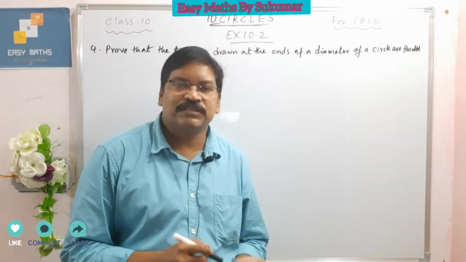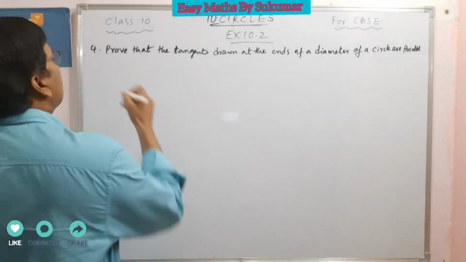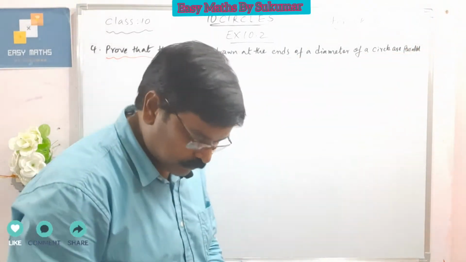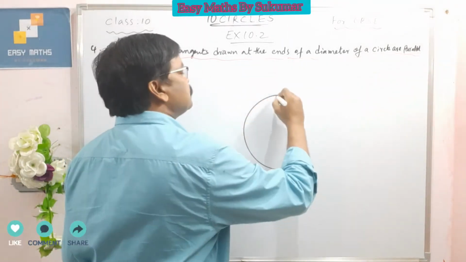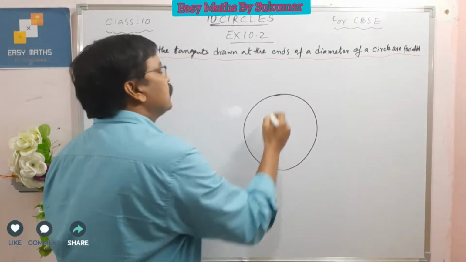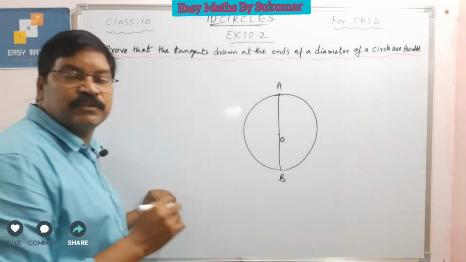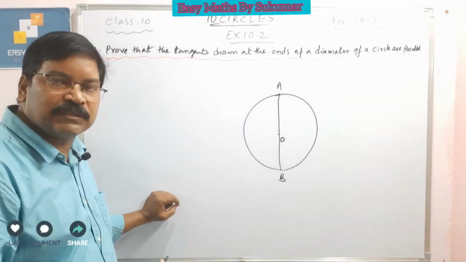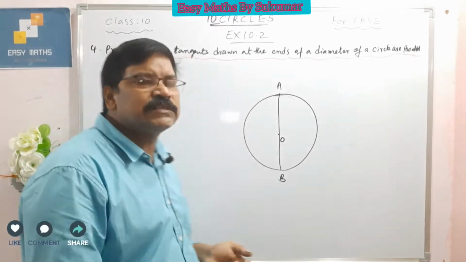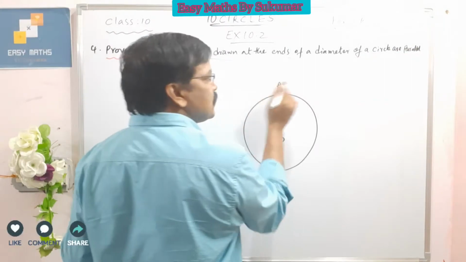Coming to the fourth question in this exercise 10.2: prove that the tangents drawn at the ends of a diameter of a circle are parallel. Okay. See my dear students, here it's a very simple theorem. It's a circle with center O. AB is the diameter of the circle. The diameter of a circle passes through the center of the circle, and also it is the longest chord of the circle.